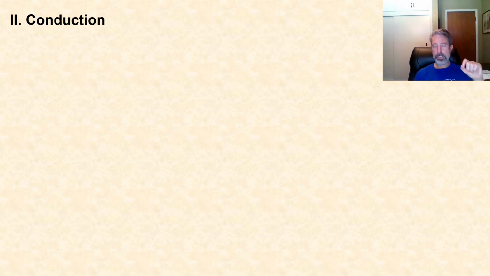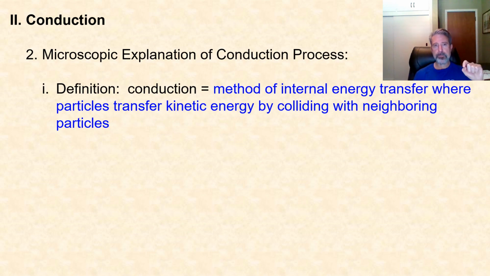So in this slide, we will attempt to define this method of heat transfer, energy transfer that we call thermal conduction. We will also try to explain what's going on in this process from a microscopic perspective. So let's start with the definition. We can think of conduction, okay, as a method of internal energy transfer that happens because of a temperature difference. All forms of heat transfer, okay, or energy transfer occur because of a temperature difference. So a method of internal energy transfer where particles transfer kinetic energy by colliding with neighboring particles.